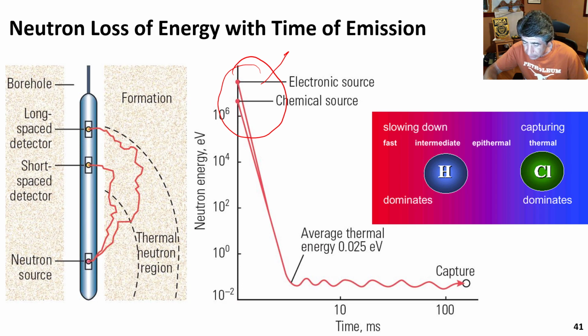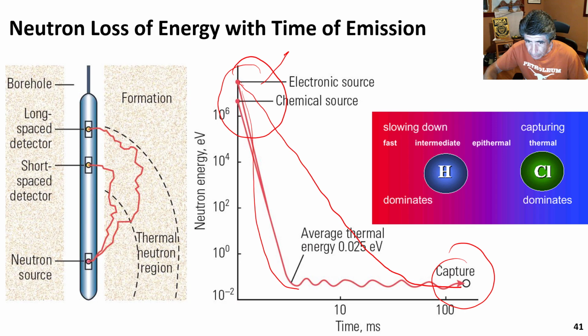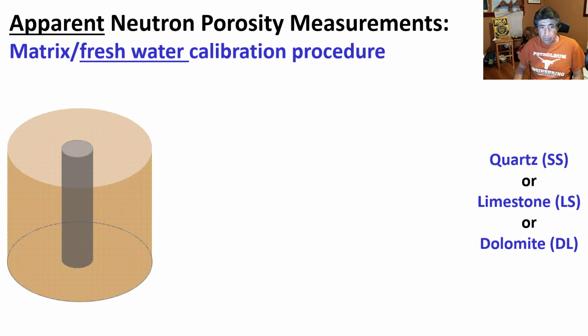If you have lots of hydrogen, the decay is going to be very fast. If you have smaller amounts of hydrogen, the decay is going to be relatively slower. Eventually, all of the neutrons will be captured, but the rate at which this happens will depend on the concentration of hydrogen and the concentration of chlorine. And that's what we look at: if we can understand how many neutrons are captured, and compare and calibrate them, that can give us an indication of the hydrogen index of the formation.